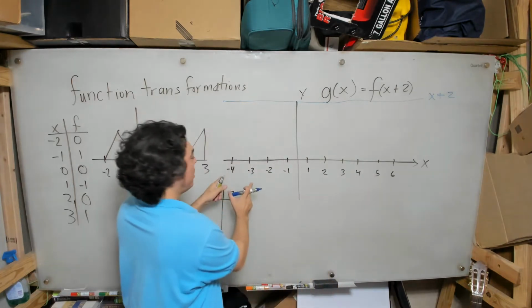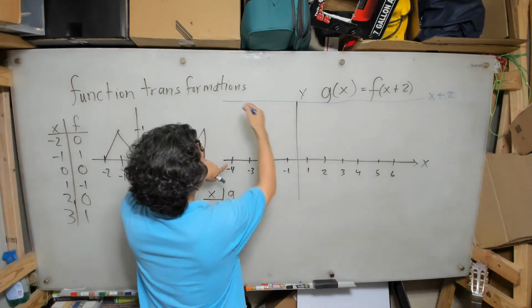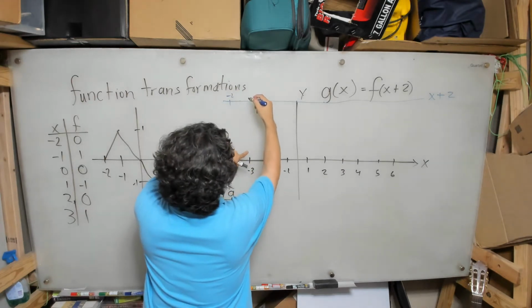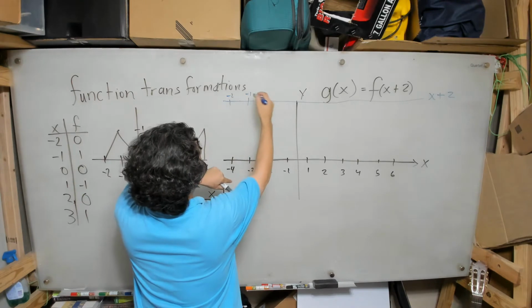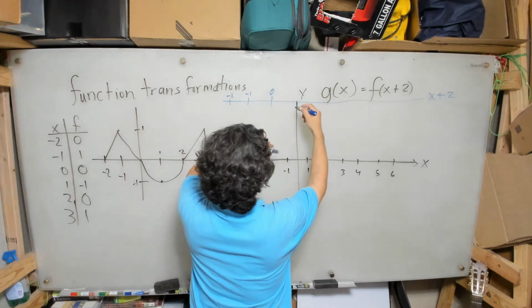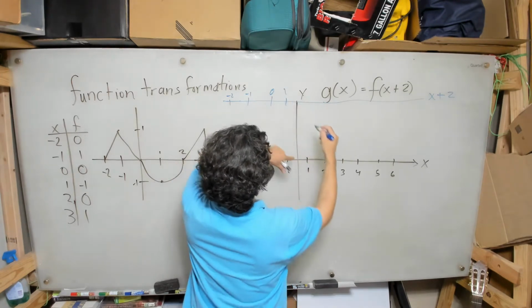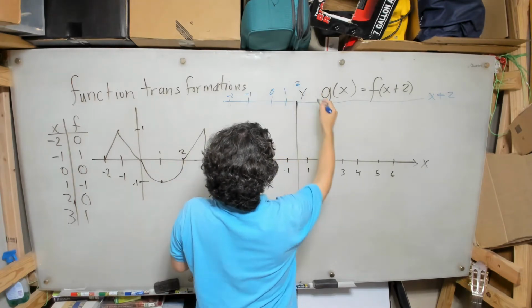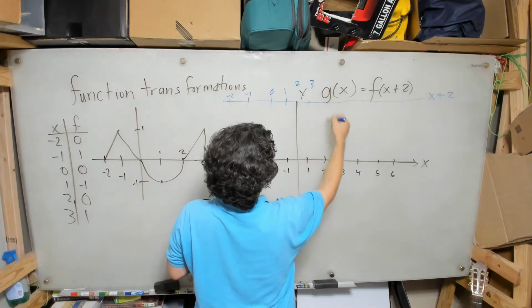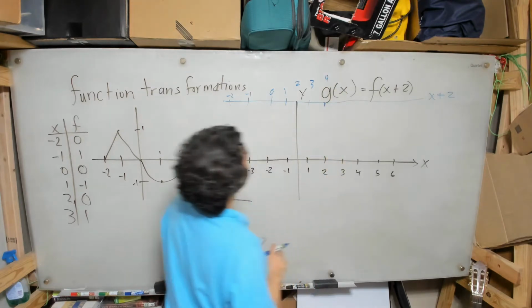Because here is my x. For x equals -4, what is x plus 2? Well, -4 plus 2 is -2. If I plug in -3, I'll get -1. If I plug in -2, I'll get 0. If I plug in -1, I'll get 1. If I plug in 0, I'll get 2. If I plug in 1, I'll get 3. If I plug in 2, I'll get 4. So 4 will be right there, etc.